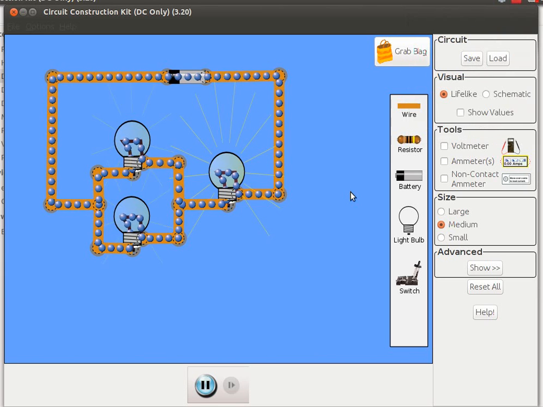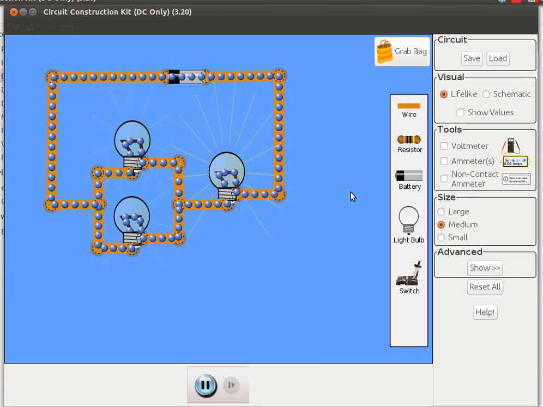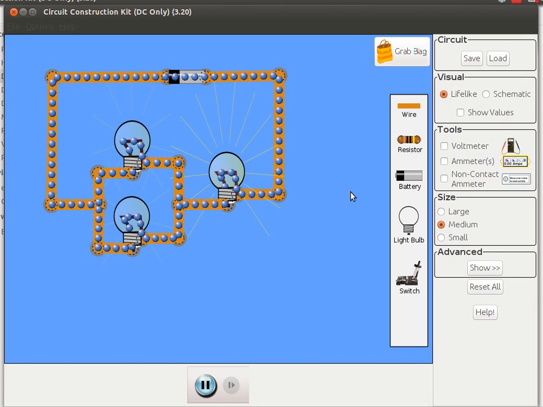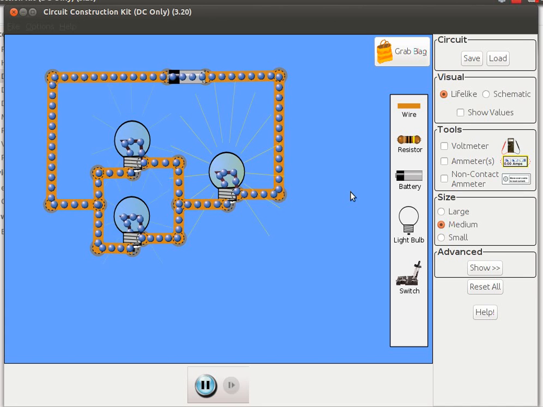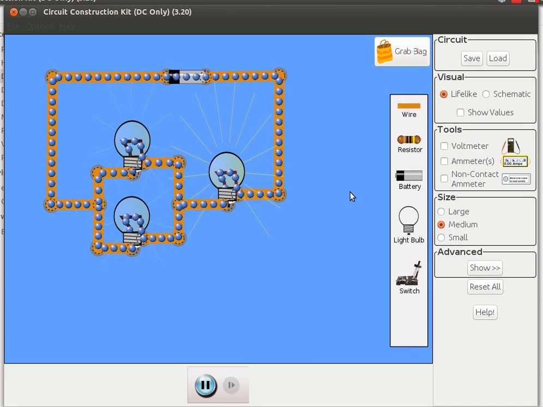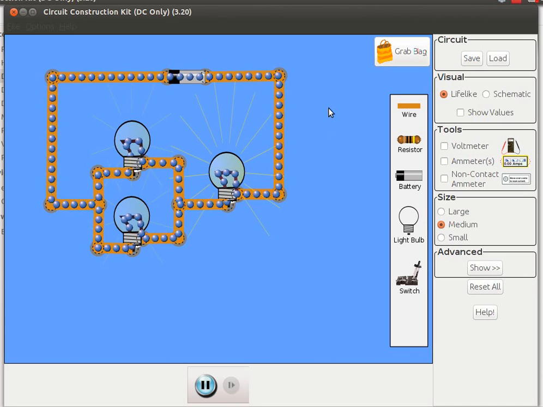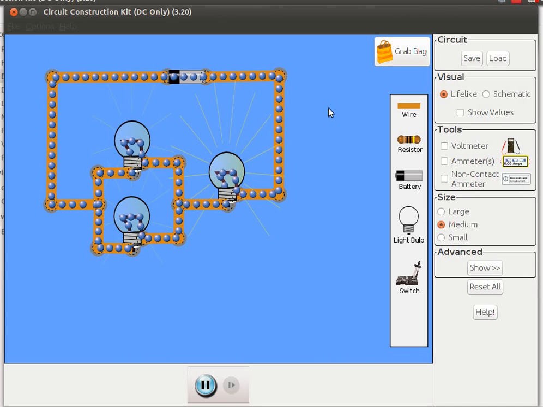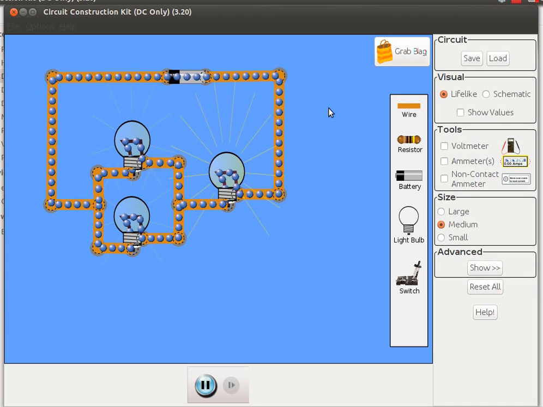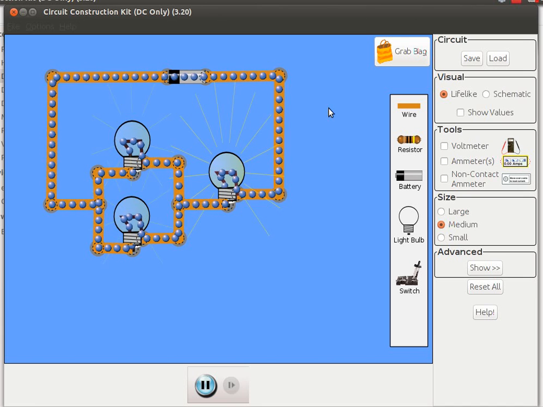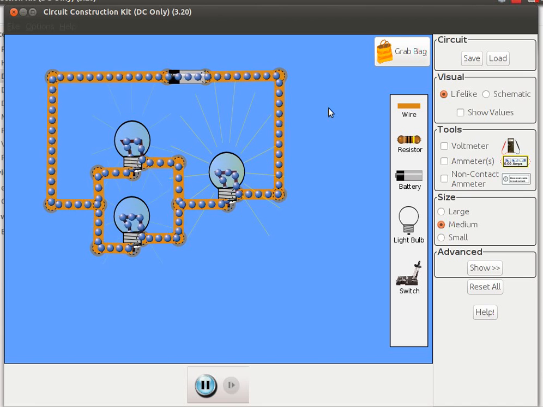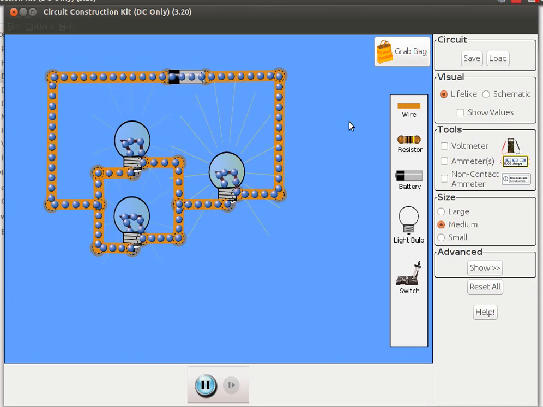Okay, someone asked a question about what happens if you combine a series and a parallel circuit to make something more complicated. I would highly recommend using this DC circuit construction kit to have a play around with it. That's the best way of understanding it. But we can apply the ideas I talked about before to think about the voltage and the current in a more complicated circuit.